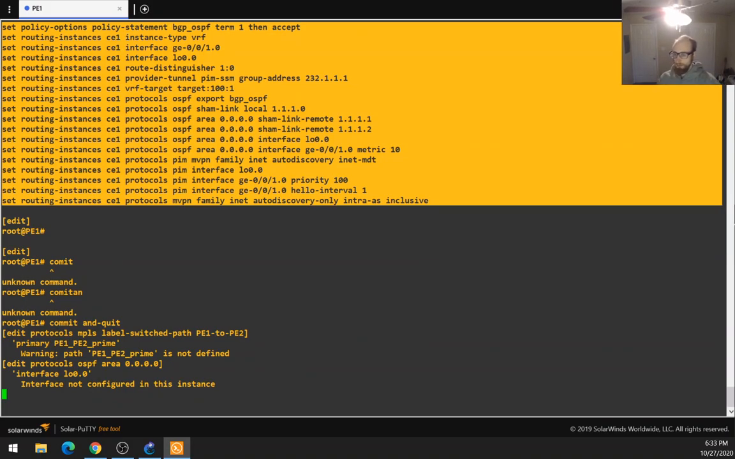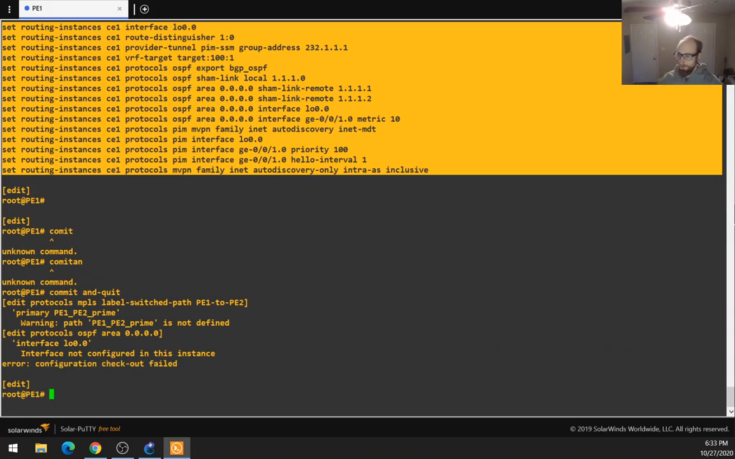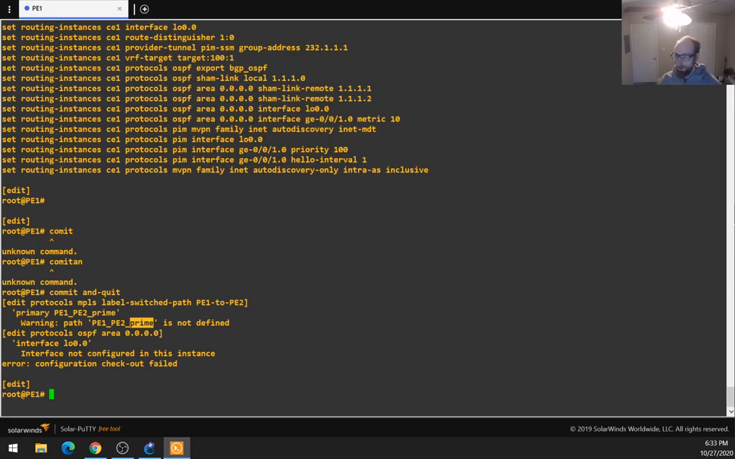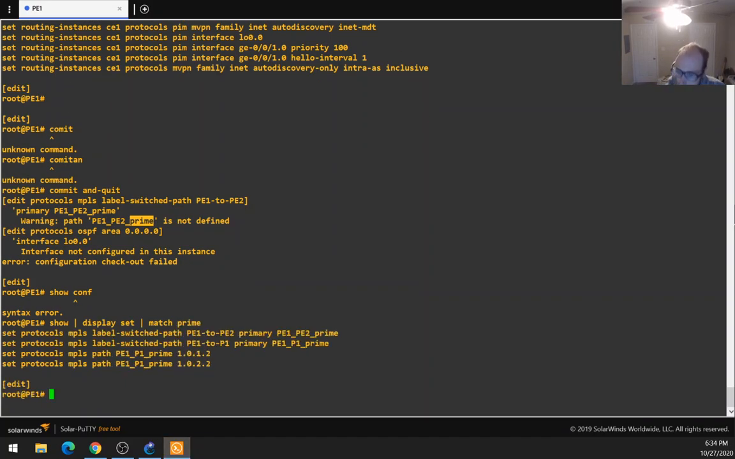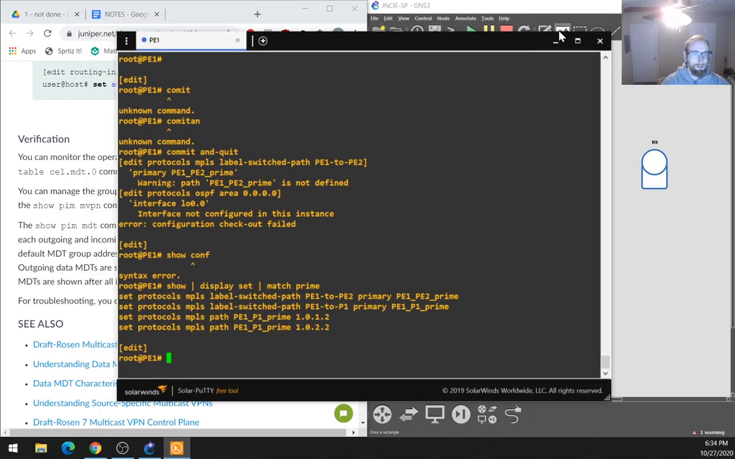Okay, yep, so we got to troubleshoot. First things first, it looks like this prime is not defined, so let's just look at everything that matches for the word prime. So it looks like I forgot or I added an extra E here. Oops, oh wait, no. One of these is not named correctly. Let's see which one it is.